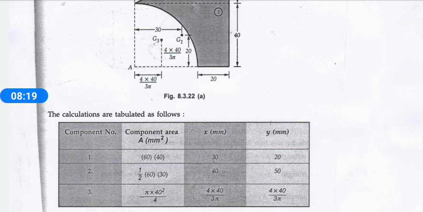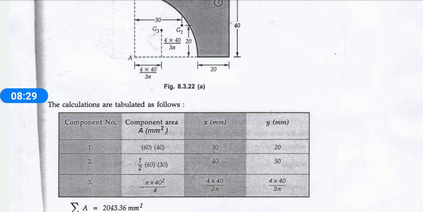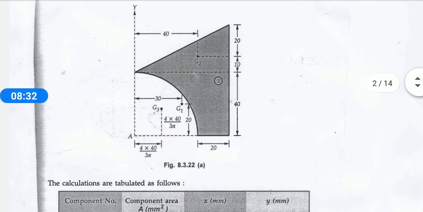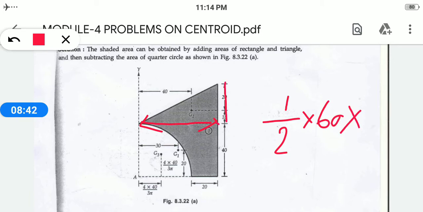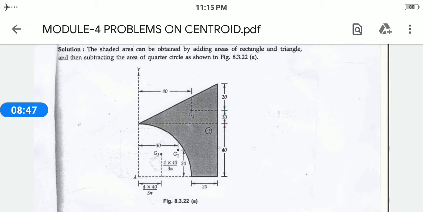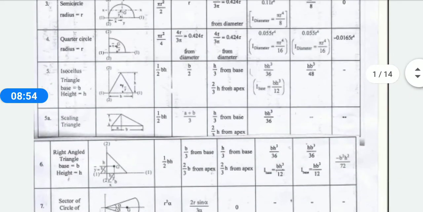What is the second component you have to take? That is your triangular element. So consider this is your triangular element. The formula to find out the area of a triangular element is half into b into h. This half is your formula, and your b is this total distance, that is 60, into your height, this 30. So half into 60 into 30 will give you the component area. You have to find the x and y. Now go to your table.